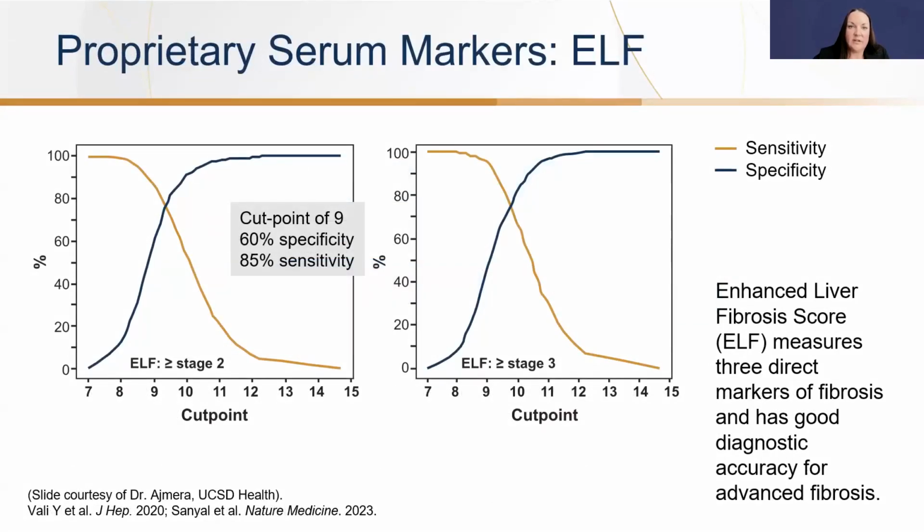Again, we have some proprietary serum markers for hepatic fibrosis. A common one used is ELF, enhanced liver fibrosis. This test uses 3 biomarkers that measure the risk of fibrosis, and it has a very good diagnostic accuracy. The 3 markers that are used are the TIMP1, the P3NP, and the hyaluronic acid levels. Again, this is very good diagnostic accuracy in predicting hepatic fibrosis in our patients.